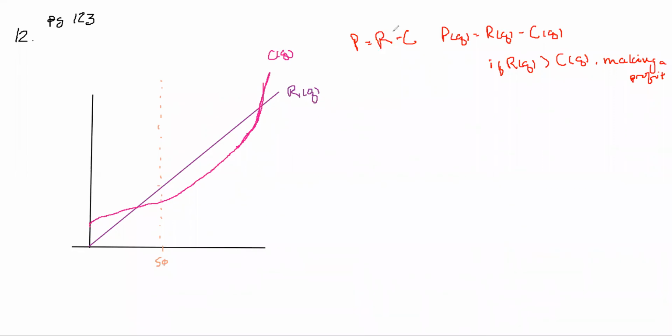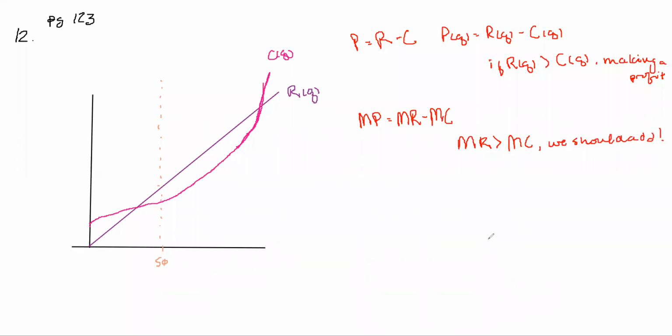The idea is that if profit is equal to revenue minus cost, then we're going to call this marginal profit. The change in profit from moving from 49 to 50 buses is going to be equal to the marginal revenue minus the marginal cost. So if the marginal revenue is greater than the marginal cost, then we should add the bus.